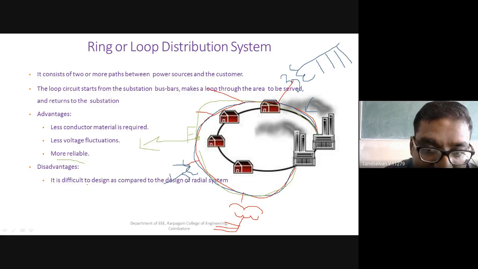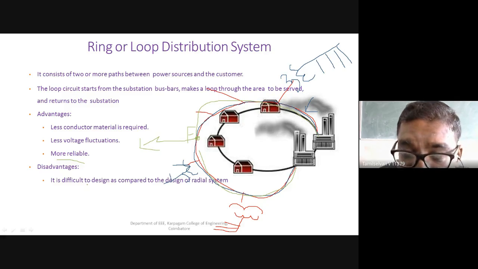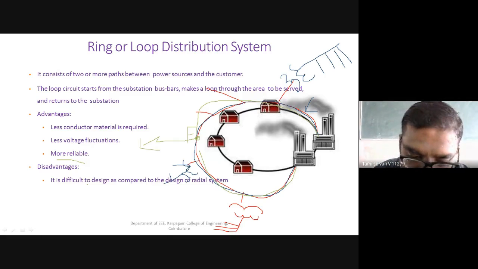Okay. So the main disadvantage in the case of the ring main system is the complexity in designing it, compared to the radial distribution system.